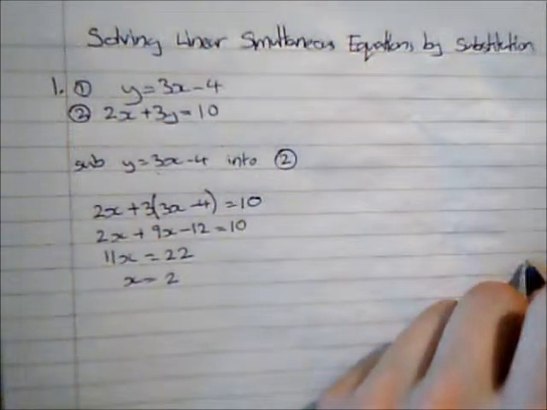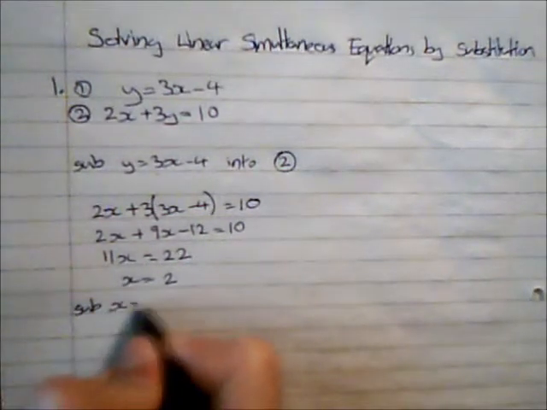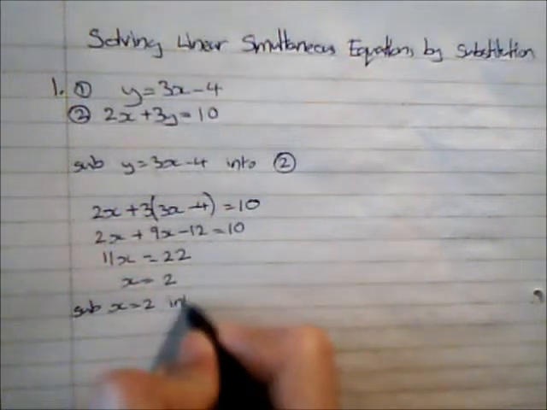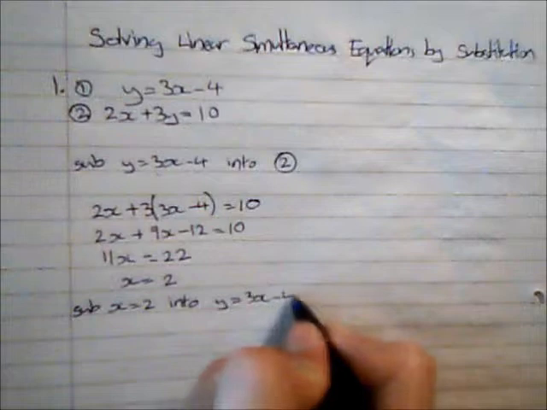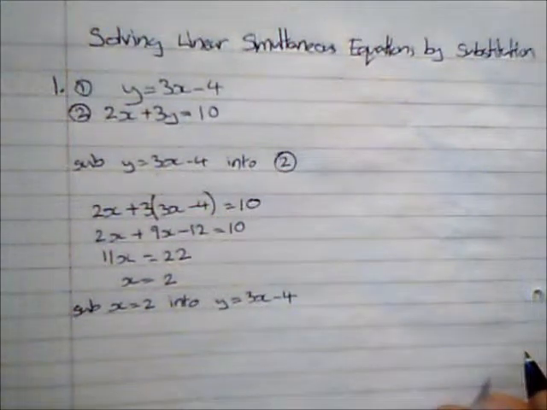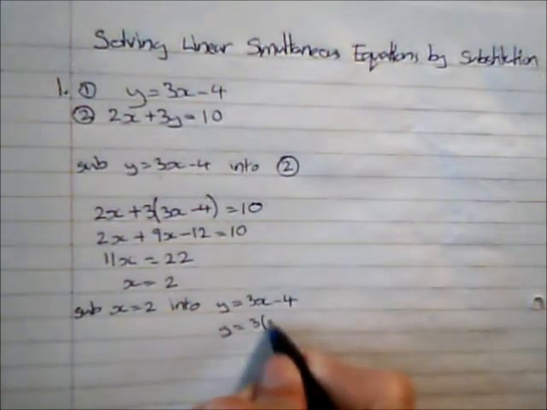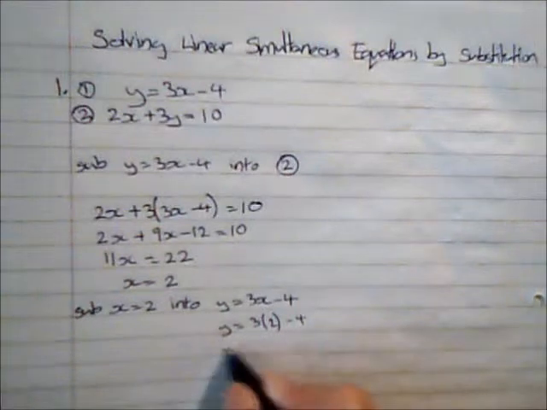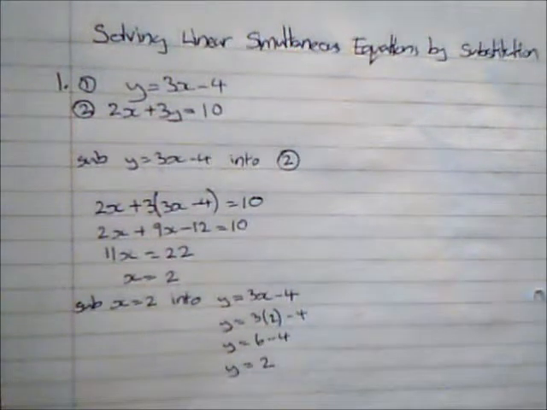And once I've got my solution for x, I can substitute that value, so I'm going to substitute x equals 2 into the equation which we've used as our substitution equation, so into y equals 3x minus 4. So therefore y is 3 lots of 2, subtract 4, y is 6 minus 4, and y is 2. So x equals 2 when y equals 2.